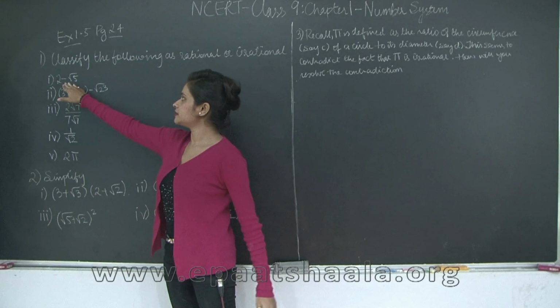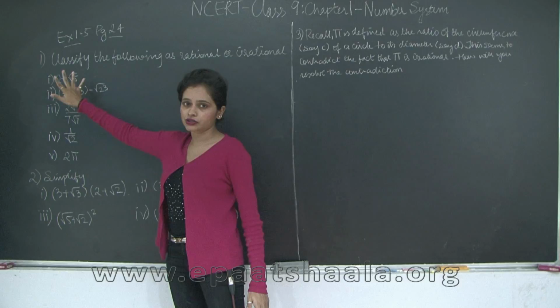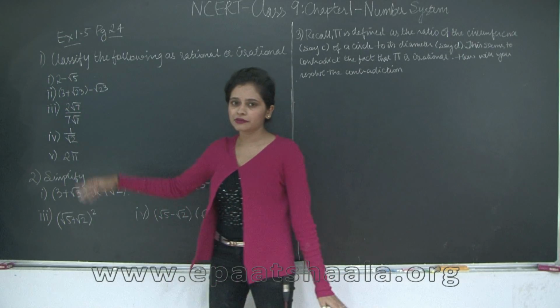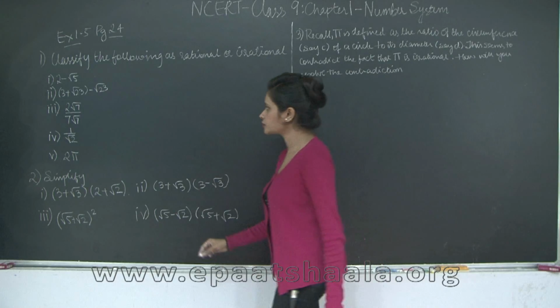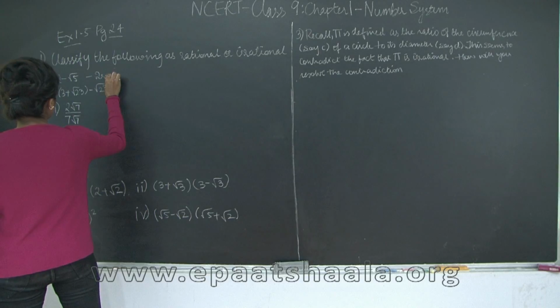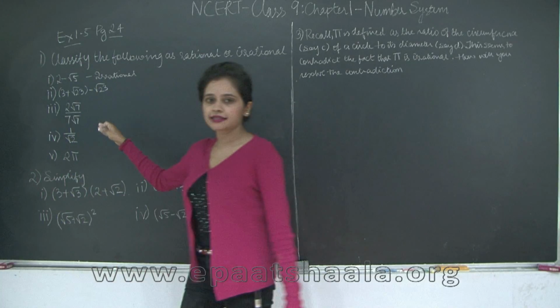Now the first one is 2 minus root 5, which is a combination of a rational and irrational number, where 2 is rational and root 5 is irrational. So obviously without a doubt the output is going to be irrational. Therefore this term is irrational. Now take a look at the second one.